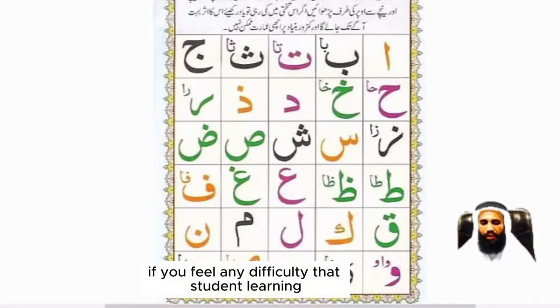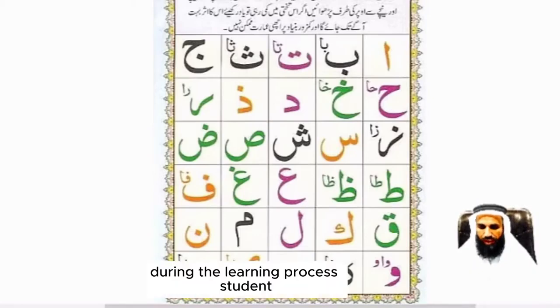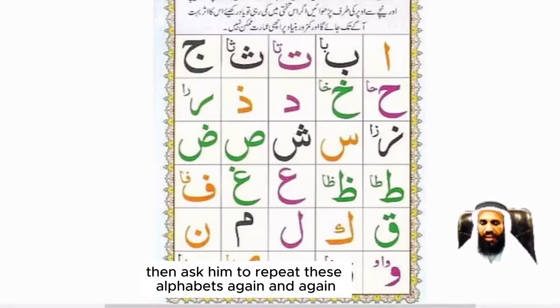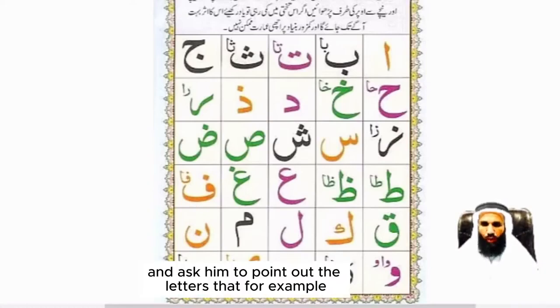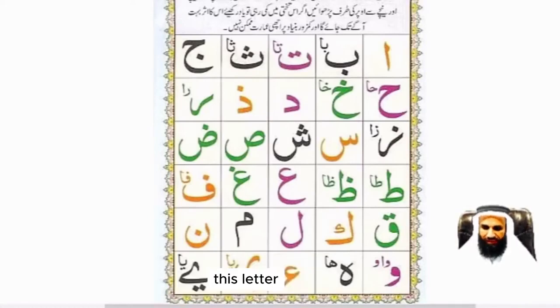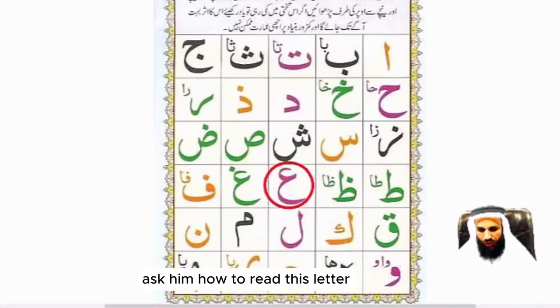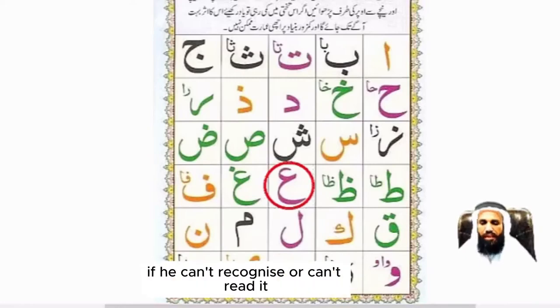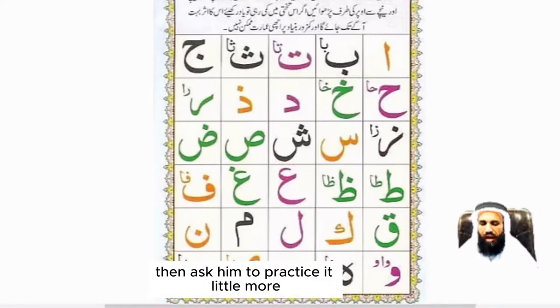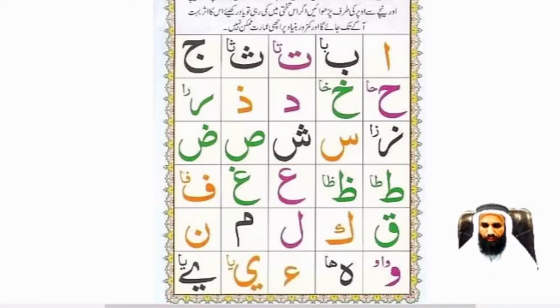If you feel any difficulty that the student has during the learning process, then ask him to repeat these alphabets again and again, and ask him to point out the letters, for example, this letter, and ask him how to read this letter. If he can't recognize or can't read it, then ask him to practice it a little more.